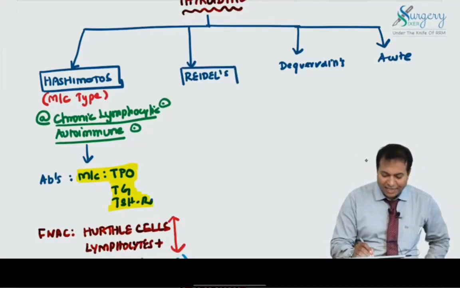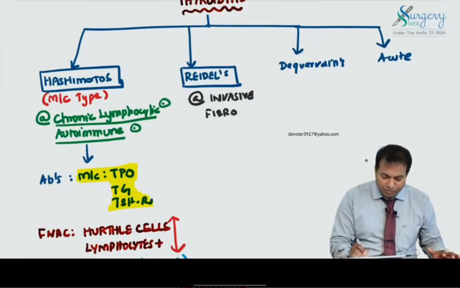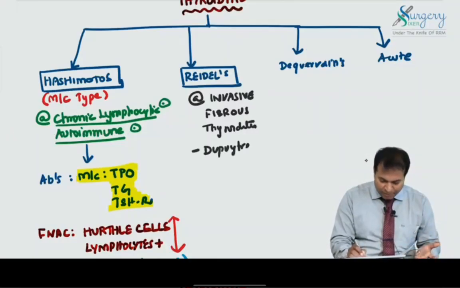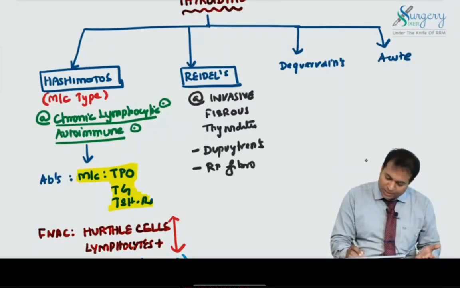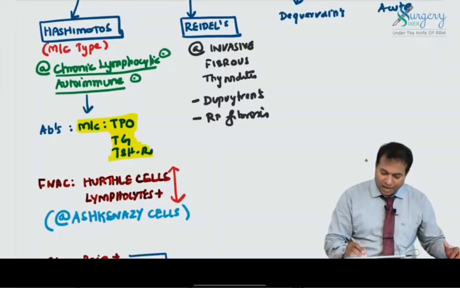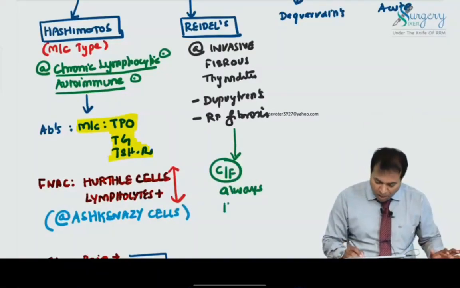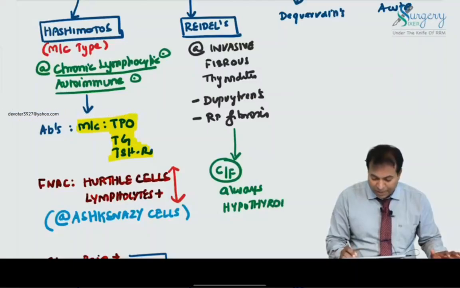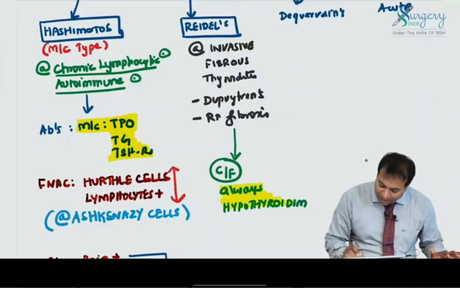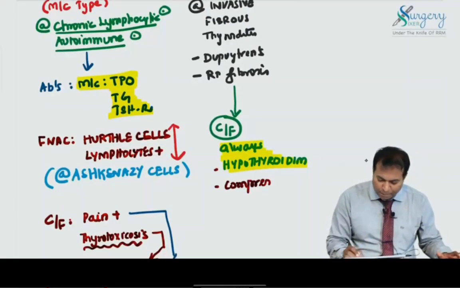Now coming to Riedel's thyroiditis. It is an invasive fibrosing condition, a fibrous thyroiditis, associated with Dupuytren's contracture and retroperitoneal fibrosis. All these fibrosing conditions are seen in Riedel's thyroiditis. These patients, when they present, are always hypothyroid. There is no hyperthyroid feature seen. Please remember, it is a frequent question: which thyroiditis is always hypothyroid? It is Riedel's. There is no episode of hyperthyroidism, and they will have compressive symptoms.